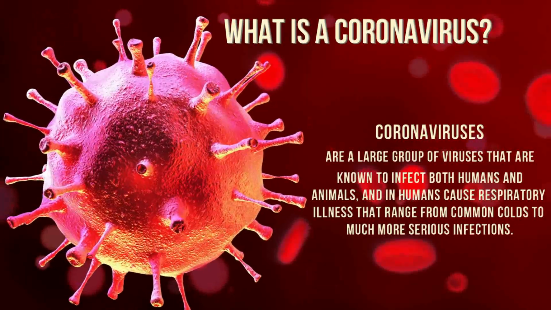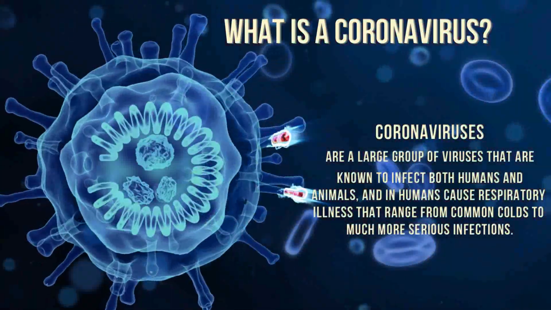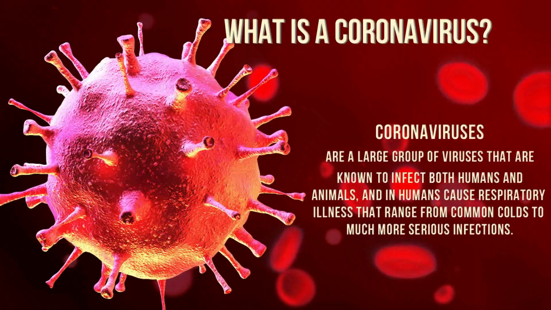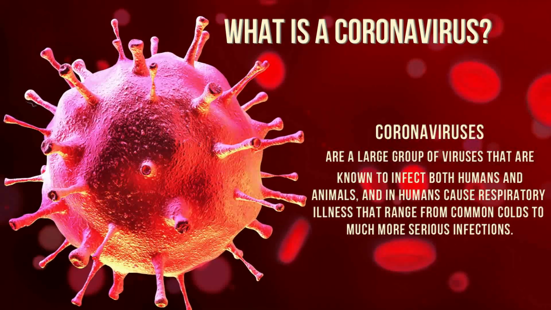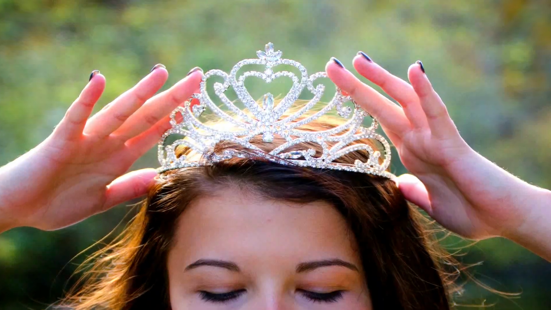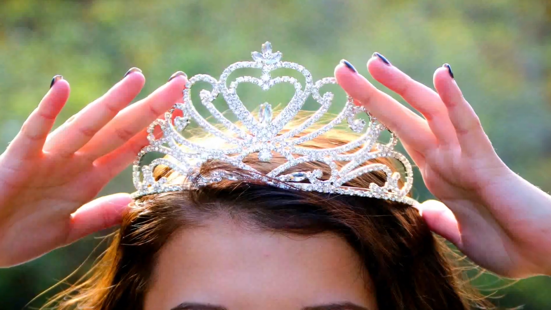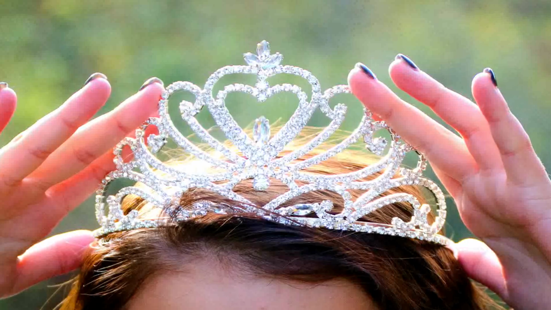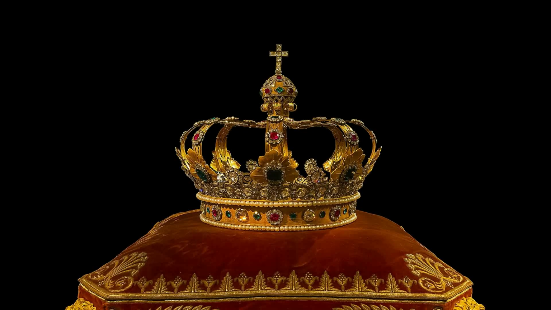What is a coronavirus? The whole family of coronaviruses are named coronavirus. The name comes from the Latin word corona, meaning crown or halo, and this refers to the way that the virus looks under the microscope, like there is a crown on the top of the virus.